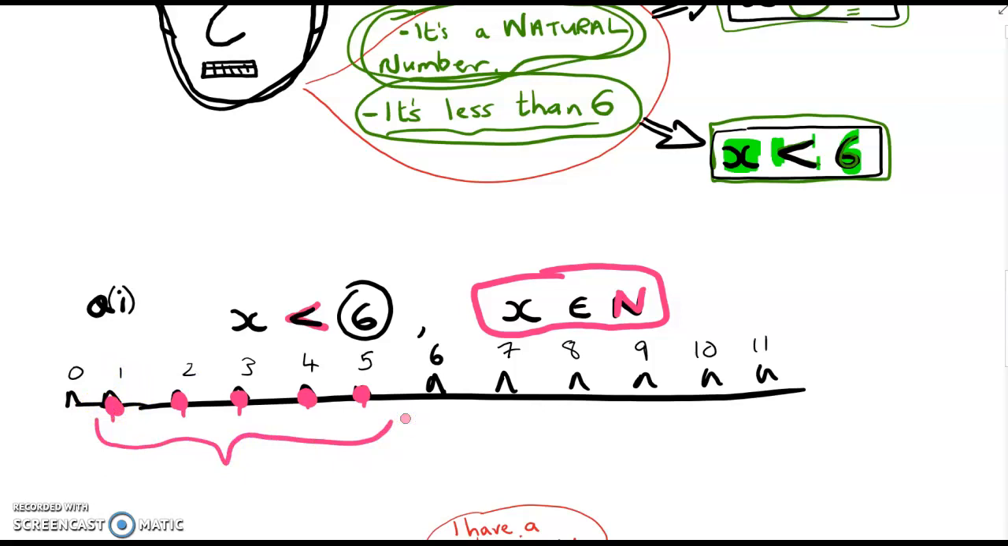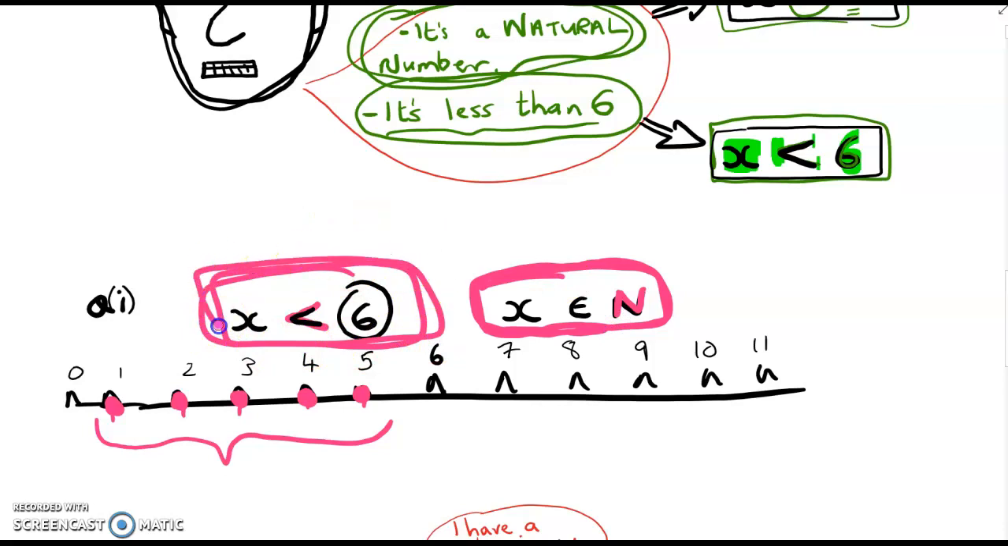Usually you'll never get it whittled down to one answer. It's just showing you the different options that the number in my head could be. And telling me that x was an element of natural numbers helped me to do that. So these two pieces of crucial evidence, these hints, helped me to draw that number line.